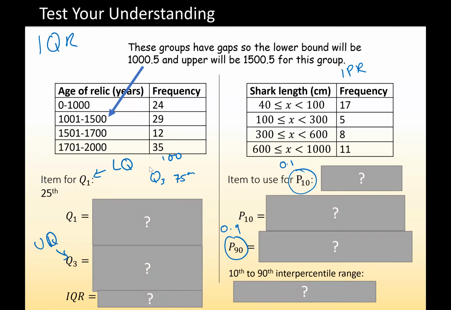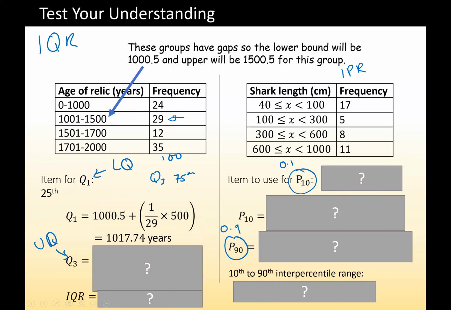So working out the lower quartile, we know it's the 25th piece of data, so it's going to be in that second section there. The first 24 are in the top one, then the 25th is the next one. So we've got our lower bound plus 1, because it's the first piece of data in that section, divided by our class frequency, which is 29, multiplied by our class width, in this case 500. That tells us our lower quartile is 1017.74 years.